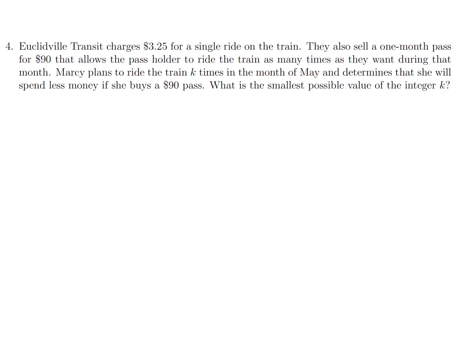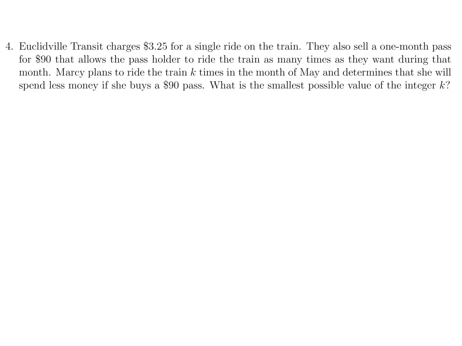Euclidville Transit charges $3.25 for a single ride on a train. They also sell a 1-month pass for $90, that allows the pass holder to ride the train as many times as they want during the month. Marcy plans to ride the train K times in the month of May and determines that she will spend less money if she buys a $90 pass. What is the smallest possible value of the integer K?